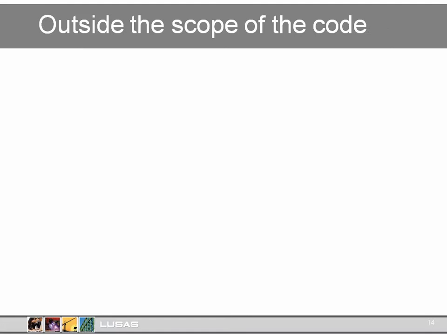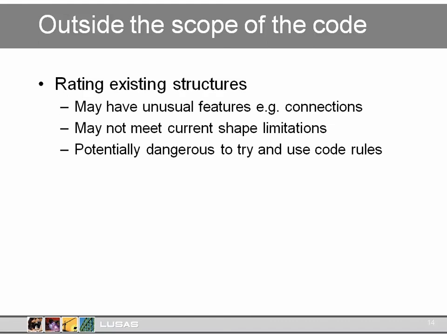Typical cases where structures lie outside the scope of the code might be in the rating of existing structures. These may have features such as connections which are not covered by current rules. Girders may have thin plates which do not meet the shape limitations in the current code. In such cases, it could be potentially dangerous to try and use the code rules, as they were not intended for such structures. Indeed, there are many structures where, for some other reason, perhaps associated with fabrication, shape limitations cannot be adhered to, and thin flange or web plates are used.